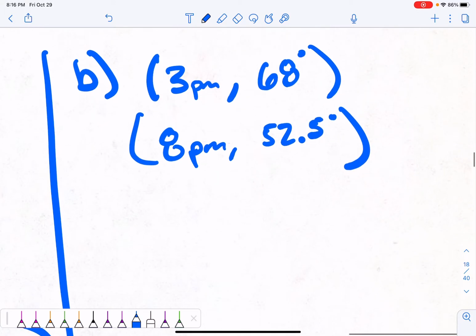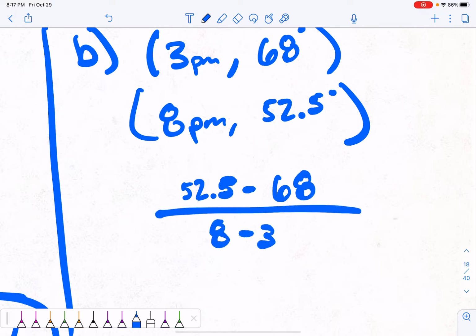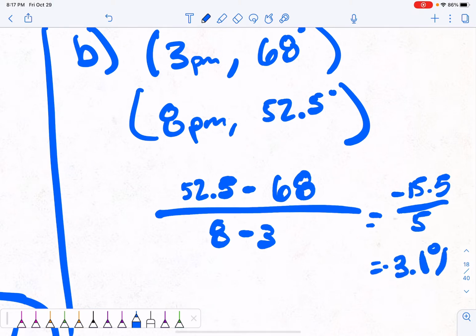I'm going to need a calculator for this. So I'm going to walk and talk at the same time. Starting with our y2 and y1, we're going to have a negative number here. We'll get 52.5 minus 68 over 8 minus 3, which is something on the top, but 5 on the bottom. 52 and a half minus 68. Okay, so I just figured it out. 15.5 divided by 5 is 3.1. Negative 3.1 degrees per hour, okay?